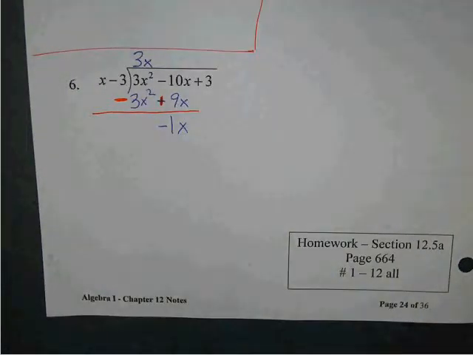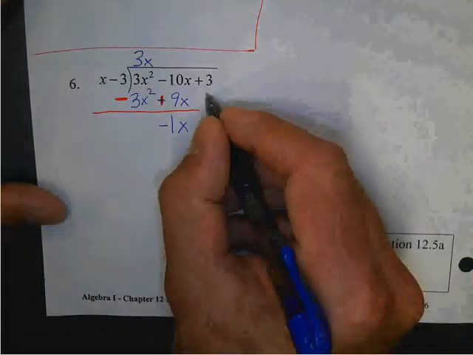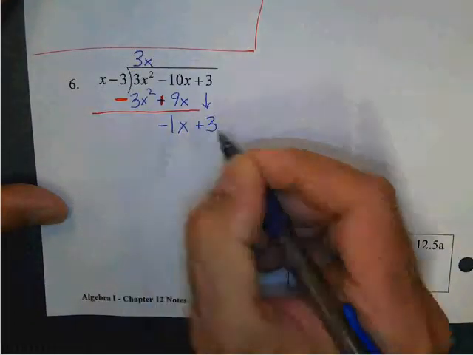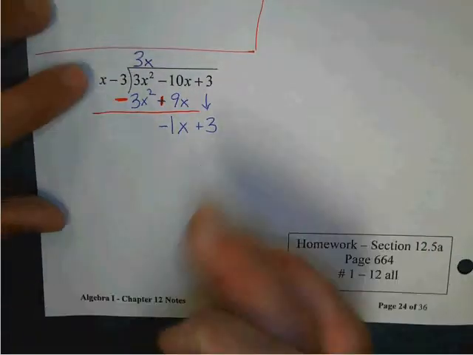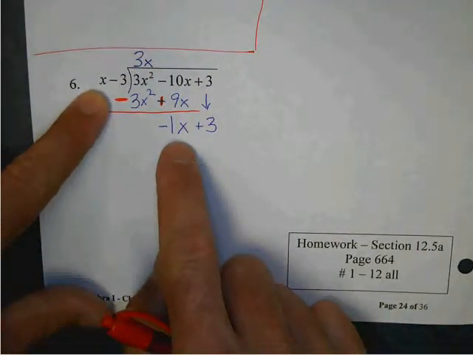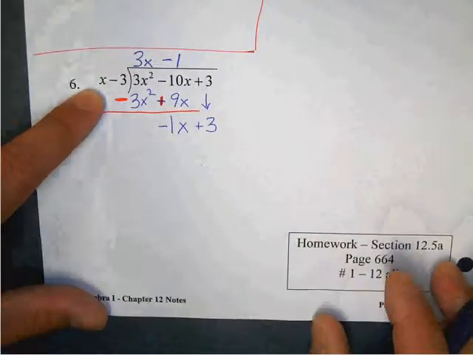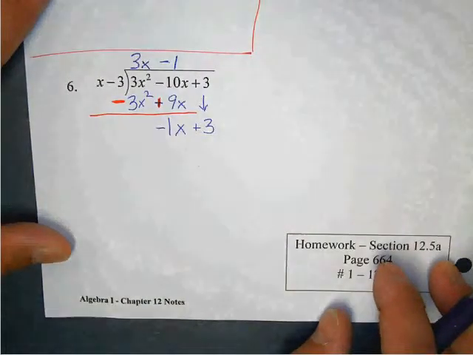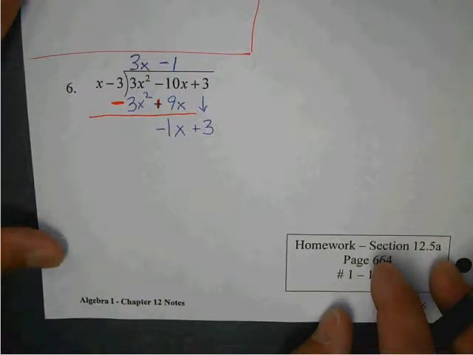Haley and Justin. Next steps. Bring down the plus 3. All right, Justin, your turn. Then you see how many times x goes into the negative 1x. And how many times does it go in? Negative 1 times. Okay. Nice job, table. Moving over. Hannah and John. What's next? Any thoughts? Katie and Tara, what's next?